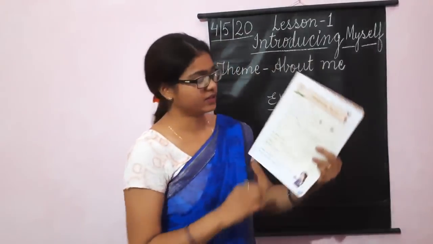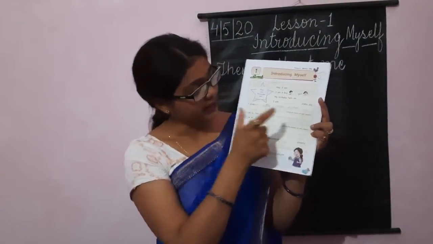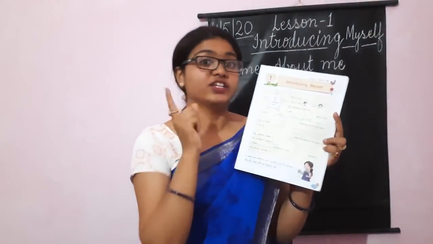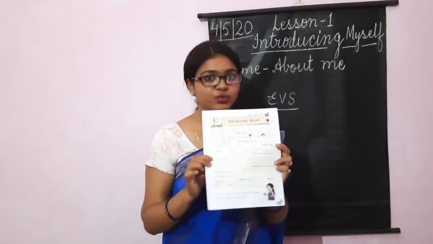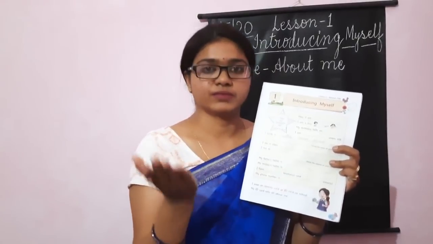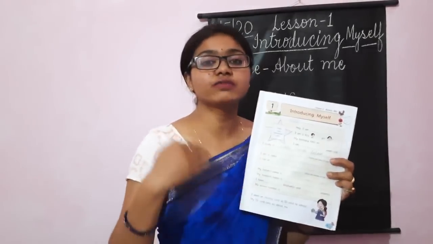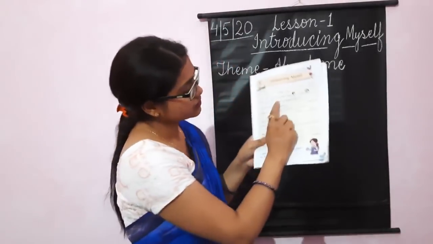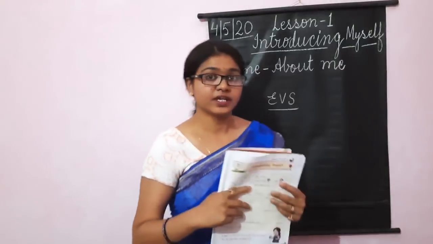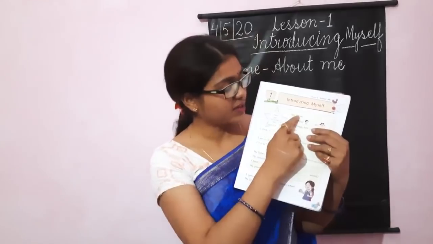You will read about me in this chapter. You can see in this chapter there are so many lines with gaps, and you have to fill them. When you get this book, you will fill all these gaps on your own. You can take the help of your parents also. I will explain all the lines, how you will give the introduction. So the first line: Hey, I am. If you are a boy, then you will say I am a boy. If you are a girl, then you will say I am a girl. So that's the first line.